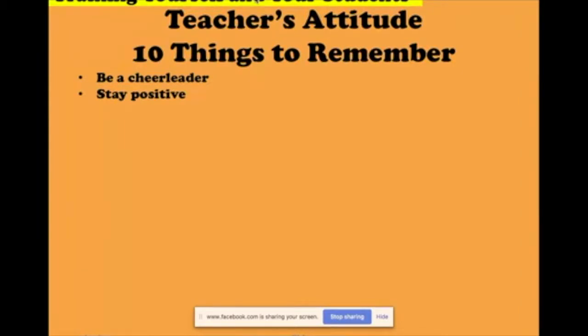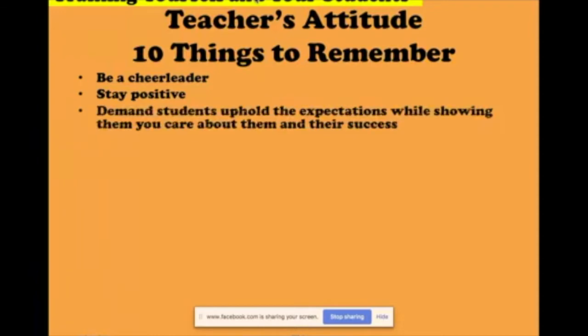I have some classes that it is challenging. It is challenging to go in and work daily, but I have to stay positive, because if I stay positive and I insist that they can do it, I know that's helping the overall class culture. Demand students uphold the expectations while showing them you care about them and their success. I know I've said that. I keep saying it. Again, even for those challenging classes.